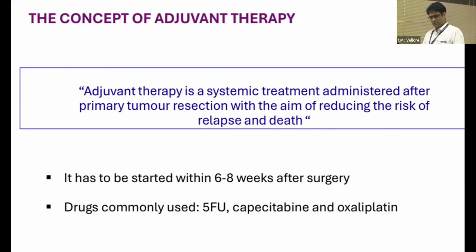There are a few caveats here. It has to be started within 6 to 8 weeks of surgery. After 8 weeks, for every additional week of delay, we know that survival keeps falling. We use a combination of a few drugs. We have only 3-4 drugs here which are really important, which you probably need to know.